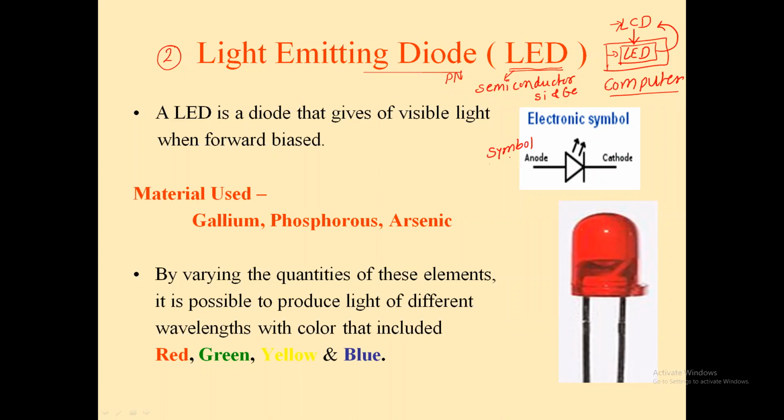Now, if you look at the symbol of the LED, you can see that it is the same as an ordinary p-n junction diode, but only these two arrows are extra in the symbol, and these two arrows indicate that the LED will emit light. It gives visible light. That's why these arrows and their direction play a very important role. The direction of the arrow in the symbol indicates that this LED emits light.